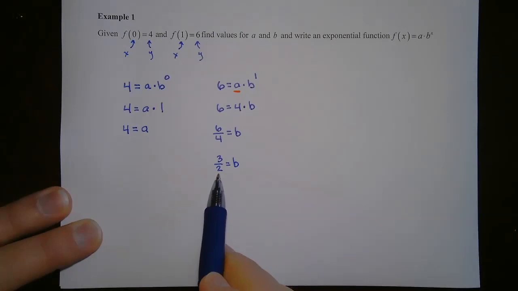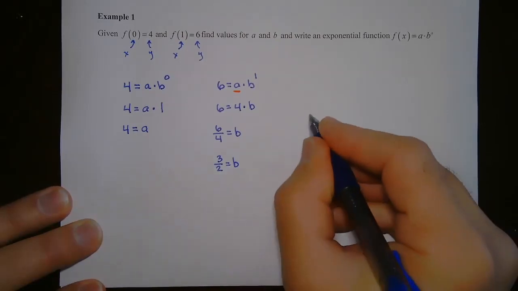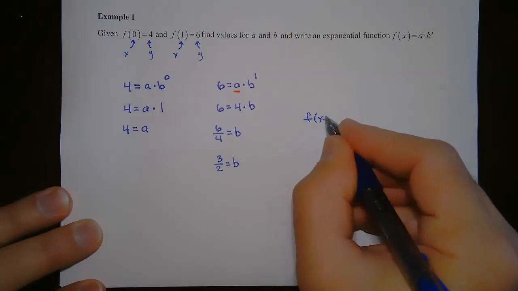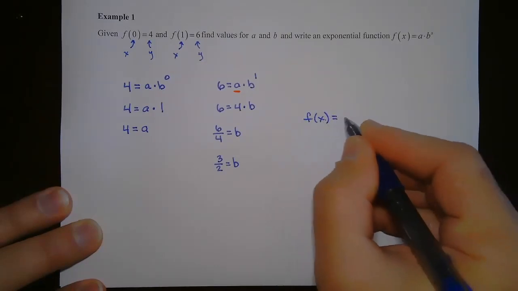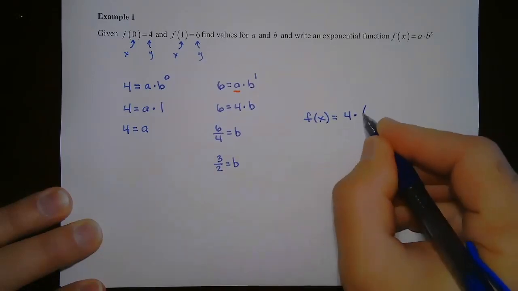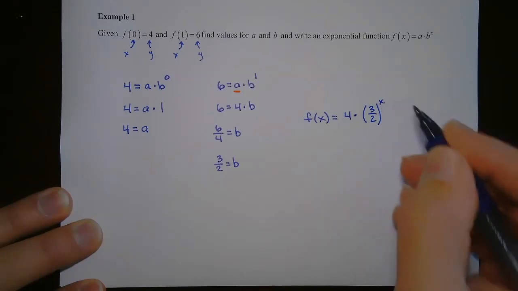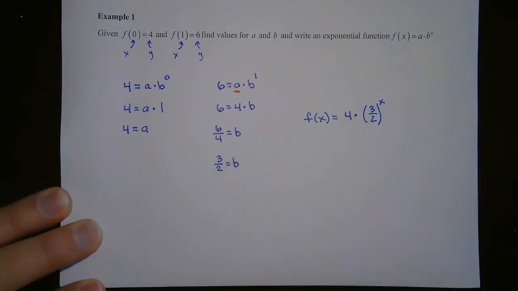This number is positive, and it has to be positive, and since it's bigger than 1, because 2/2 is 1, so 3/2 is bigger than 1, then we know we have exponential growth. And we can now write our function. So f of x is equal to our a, which is 4, times our b, which is in this case 3/2, raised to the x power. And that's how you write an exponential function.